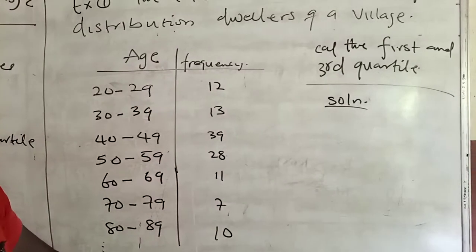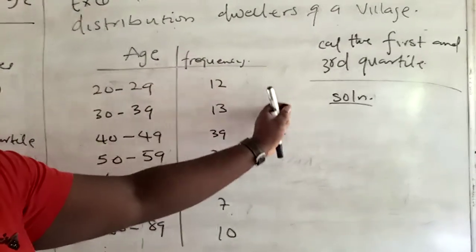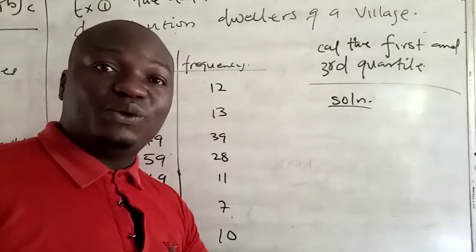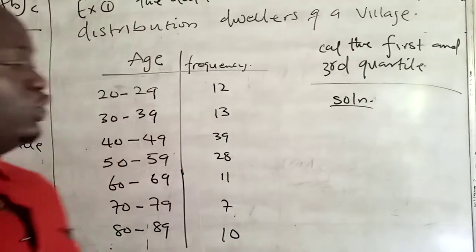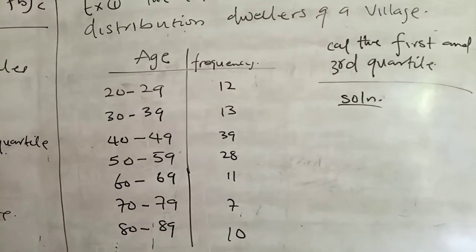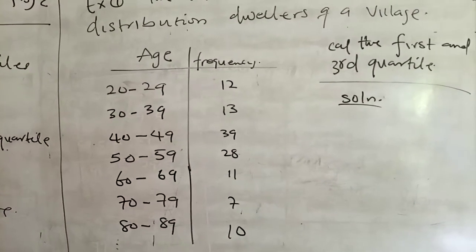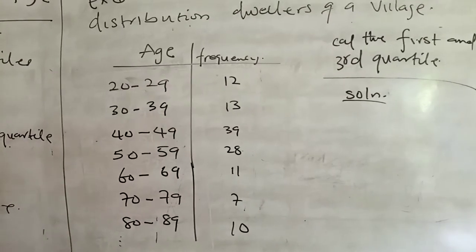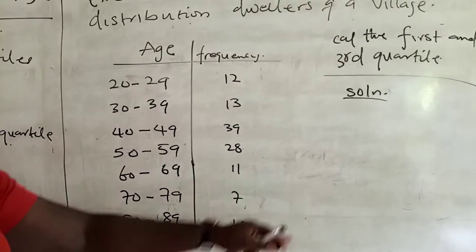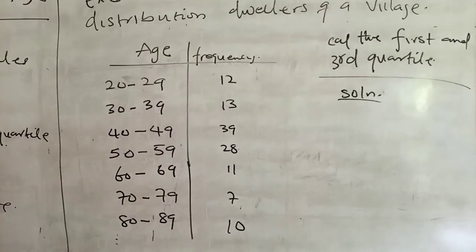Remember, this is the question. To solve it, we have to construct a class boundary and a cumulative frequency curve. Are you with me? Good. From there, we will find our first quartile and third quartile and answer the questions. Please pause the video, solve it at home, and then confirm your answer with mine.